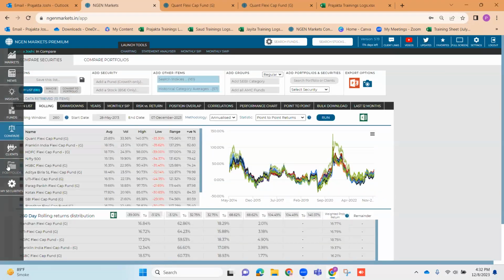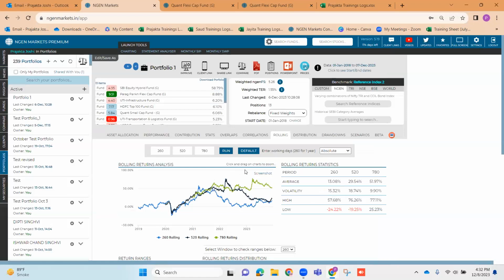Portfolio level, okay. So I've loaded in a portfolio. In this case, what we are seeing is that we are running this rolling returns analysis from 2018, so almost the last 5.5 years, right? And we can see that the average rolling return is 13%.